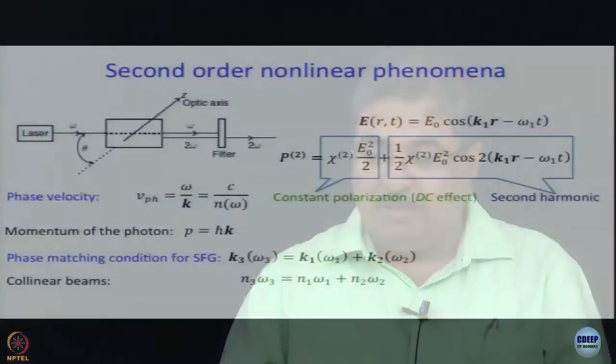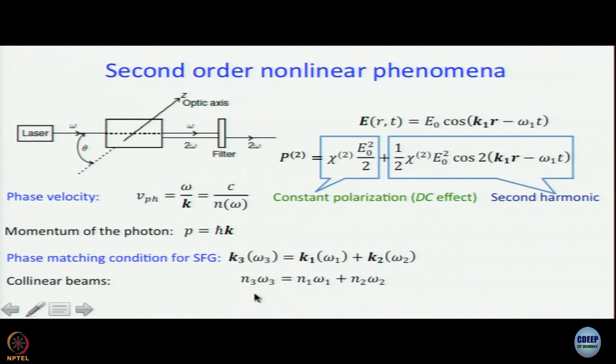And then it boils down to, for collinear beams, something very simple. N3 omega3 is equal to N1 omega1 plus N2 omega2. And it becomes even more simple if we talk about second harmonic generation. In second harmonic generation, omega1 equal to omega2. So, N1 equal to N2.